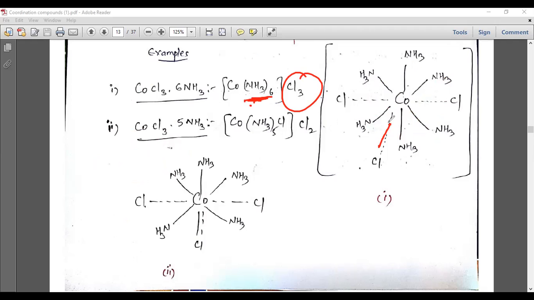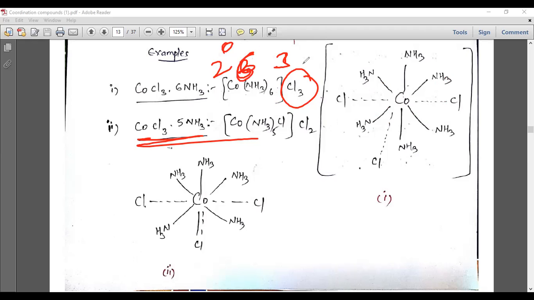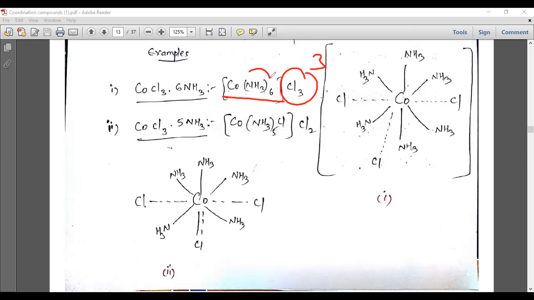But the 6 ammonia ligands are indicated with solid lines like this because they are involved in a dative bond here. And see here, what is the primary valency? 3 is our primary valency, and the coordination number, the secondary valency, here is 6. You can see the second case too: the primary valency is 3 and the secondary valency is 6. And next, the primary valency is again 2 and the secondary valency is 6 again.